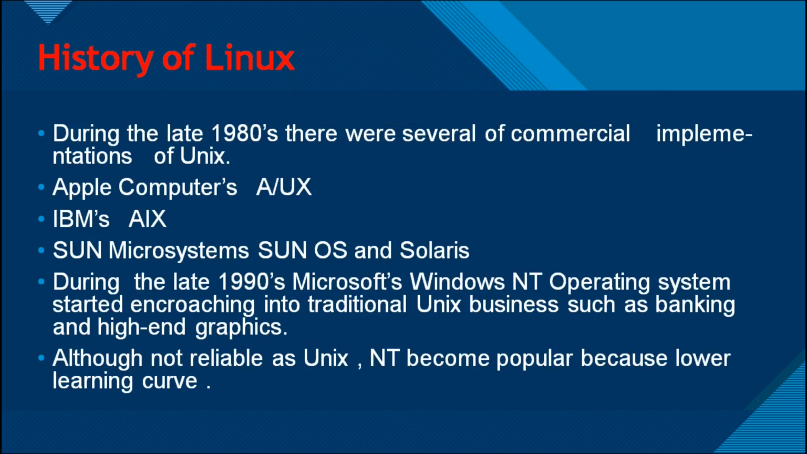During the late 90s, there were several commercial implementations of Unix: Apple's A/UX, IBM's AIX, and Sun Microsystems' Solaris. During the late 1990s, the Microsoft Windows NT operating system started encroaching into the traditional Unix business, such as banking and high-end graphics. Although not as reliable as Unix, NT became popular because of the lower learning curve.